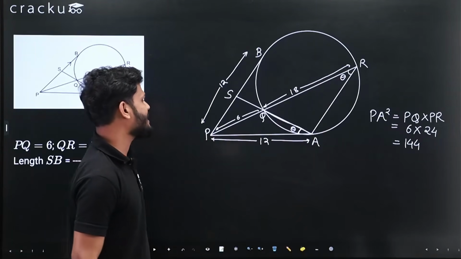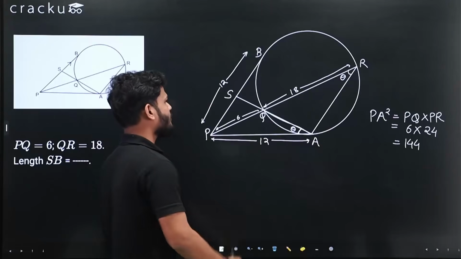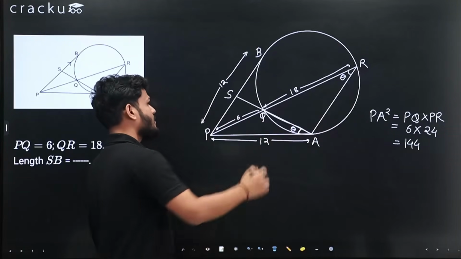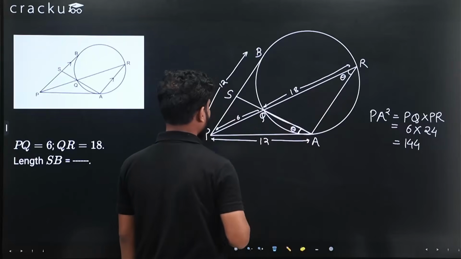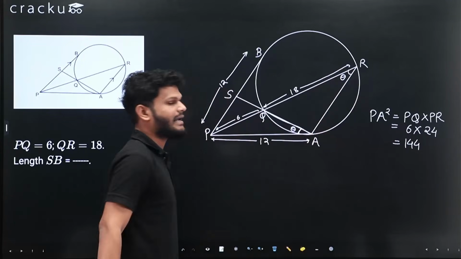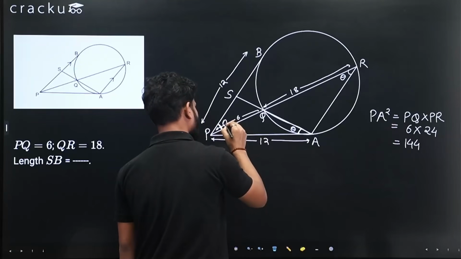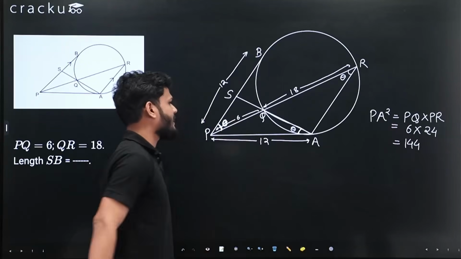Now if QRA is theta, what can we conclude? We can conclude that BP and AR are parallel. So BPR and PRA are alternate angles. So this angle will also be theta, right?